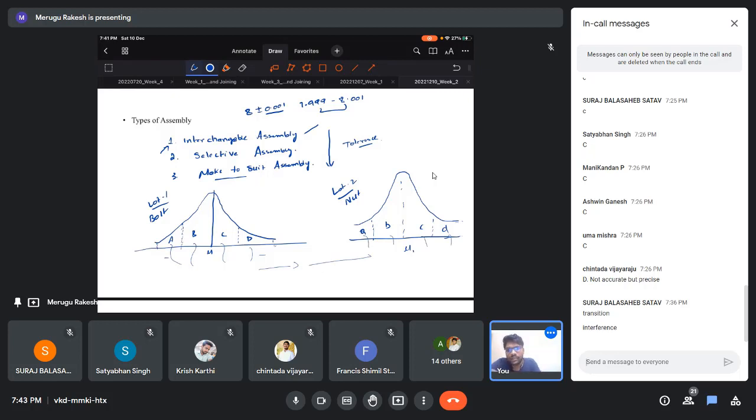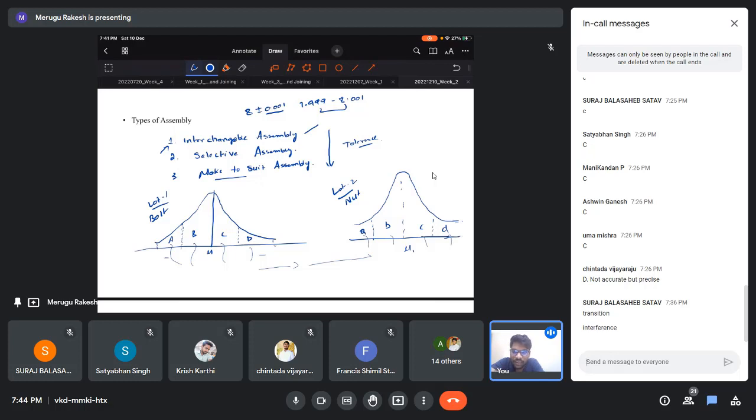The best example coming to my mind right now is the holder for the bulb. Suppose any company is making the bulb socket. If you buy any Philips lamp, you can easily fit it into it. So that is interchangeable assembly, which you can use anywhere.